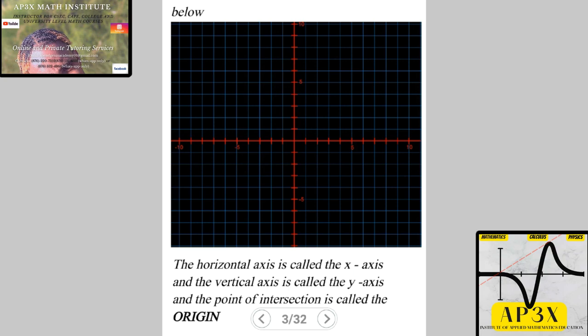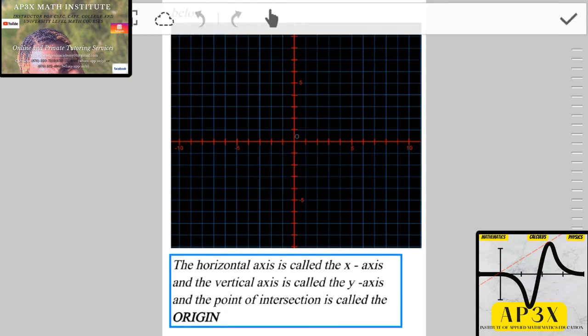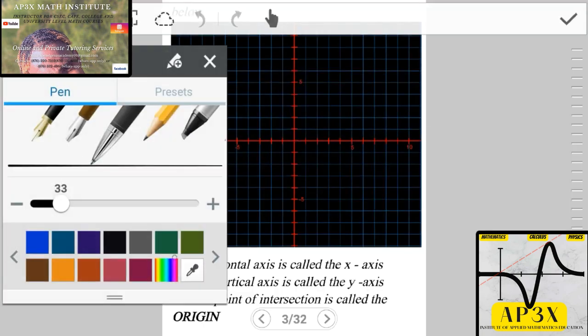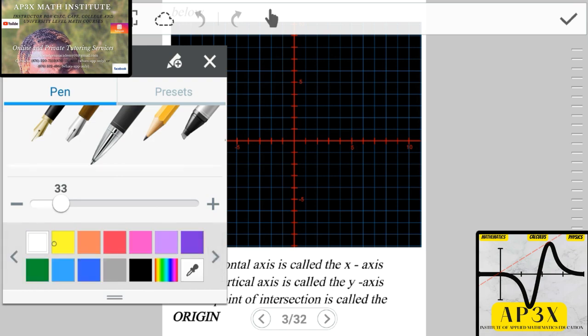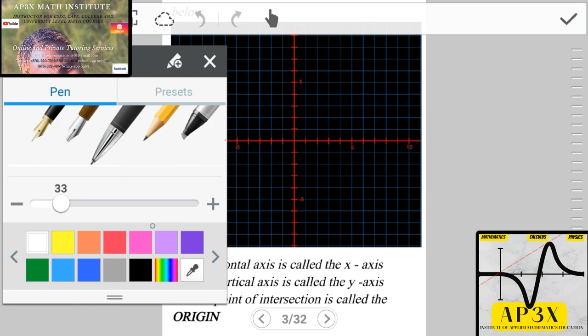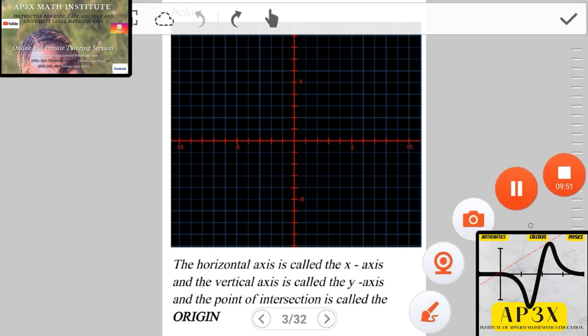All right, now the point at which the x and the y-axis intersect is known as your origin. So right here is what we refer to as being our origin. Right at this point here, we're going to refer to this as being our origin. So here, this is called our origin, guys.